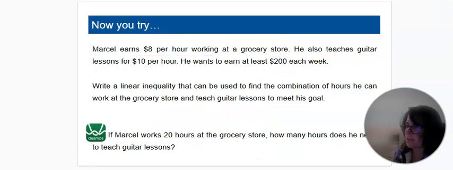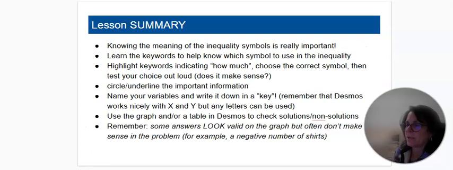We're going to do lots more practice of these in class. You can go through the slides yourself before class and give them a shot, but we will work on them together during class. Be sure to review the lesson summary at the end here and make sure that you're forming the habits in reading these word problems and identifying all the important information in order to write the correct inequality.